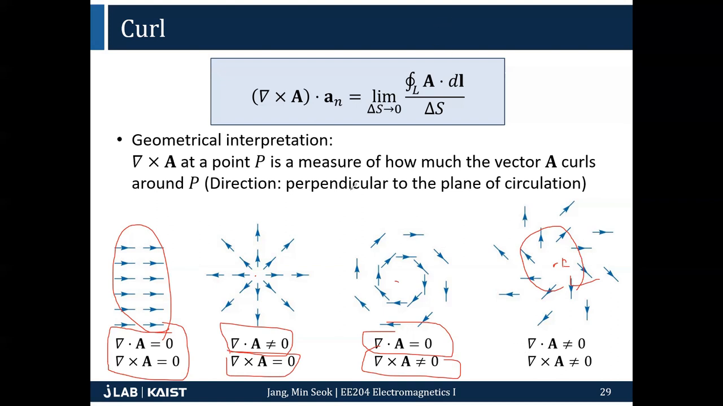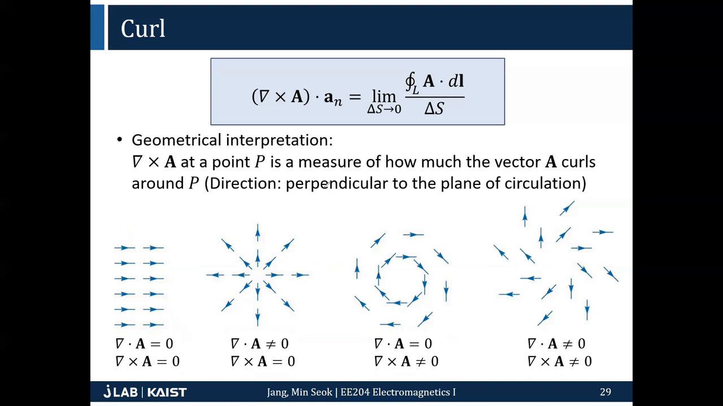Okay, so the geometrical interpretation is that wherever you have a circulation of the field, your curl becomes non-zero. And from the direction of your curl, you know in which direction your field is circulating. That's the geometrical interpretation.